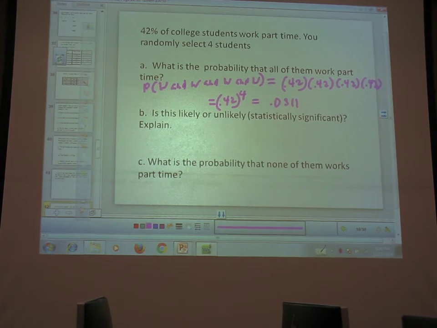What's the probability that none of them works part-time? Everybody take 15 seconds and find that. None of them. So she doesn't, and she doesn't, and she doesn't, and he doesn't. One minus 0.986.